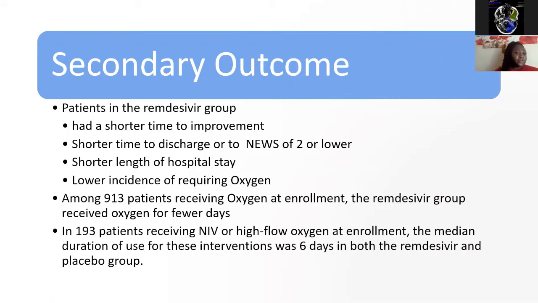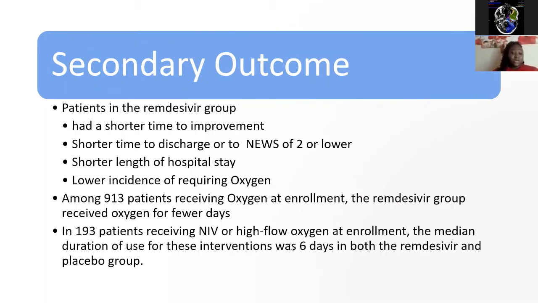But even just looking at the primary outcome and secondary outcome with the results and the methodology, at the back of your mind, you can even tell, now if I use Remdesivir for COVID-19 positive patients, are they going to have any benefit from it? And in 193 patients requiring NIV or airflow oxygen at enrollment, the median duration of use for this intervention was 6 days in both Remdesivir and placebo group.